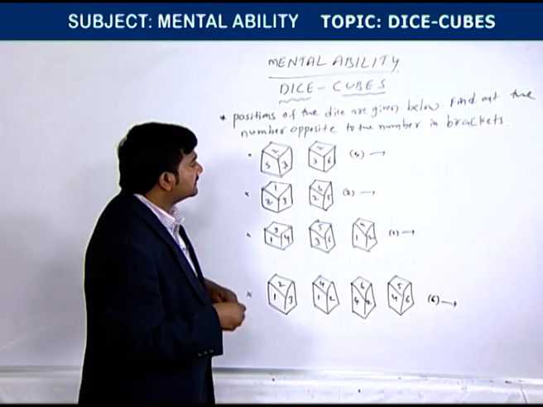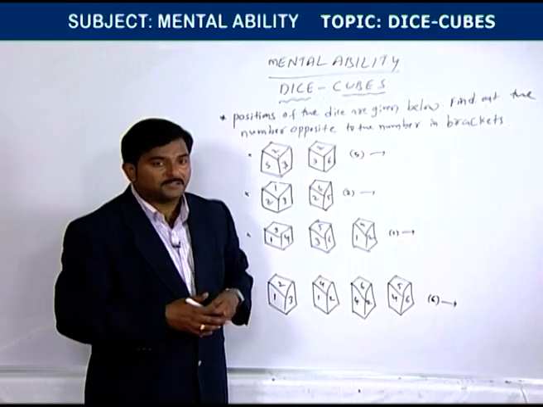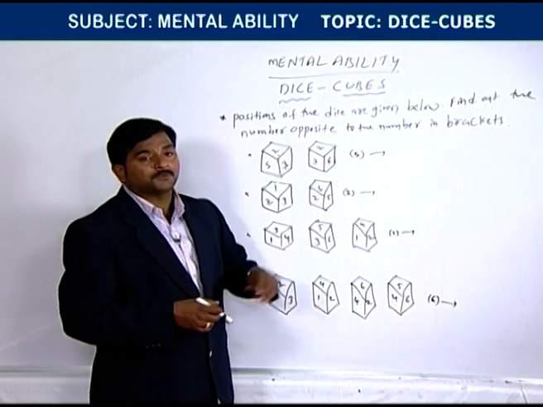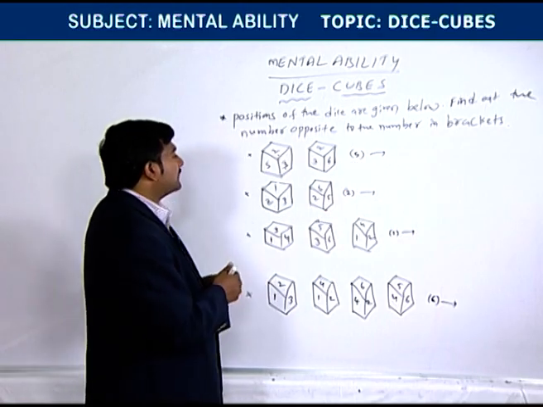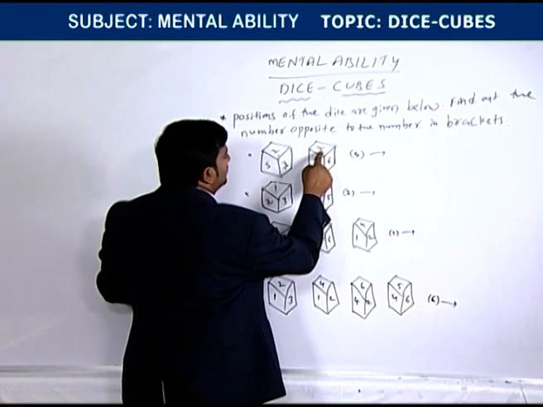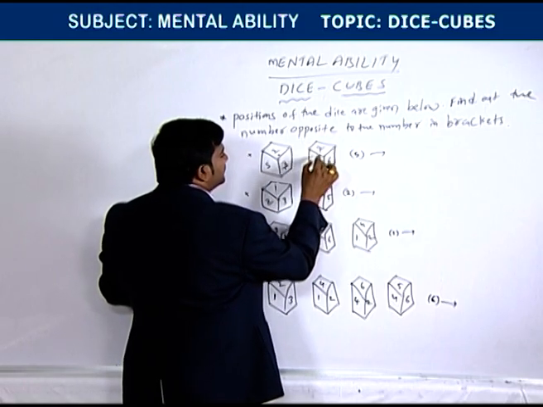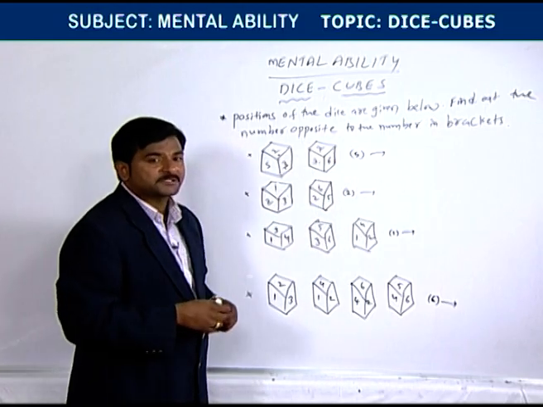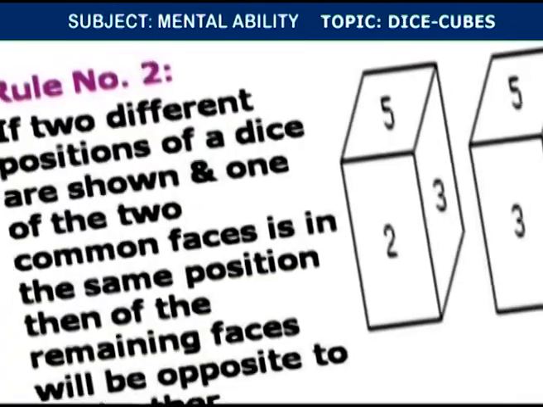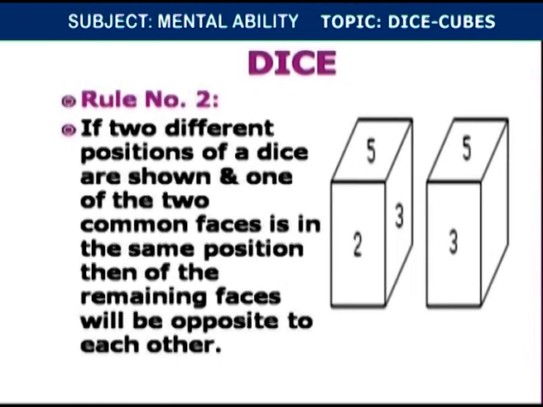Let us start by discussing one by one. In the first question, we have to find the number opposite to 5. It's very clear. See what is given. How many numbers are common here? 2 is common, 3 is common, 2 is common, 3 is common. Observe here: 2, 3 and 2, 3. These two numbers are common. Since two numbers are common, we have only one rule, that is rule 2. In rule 2, two numbers are common.